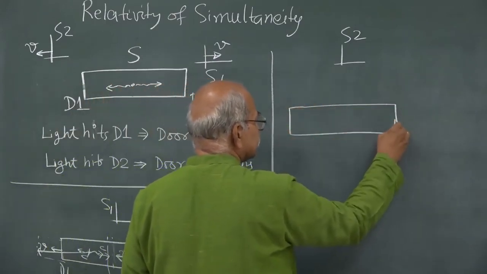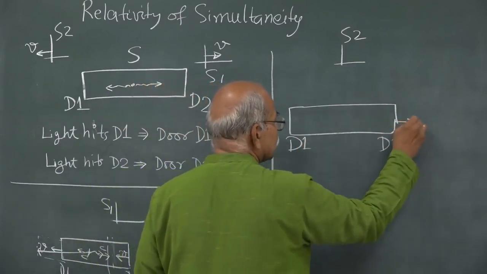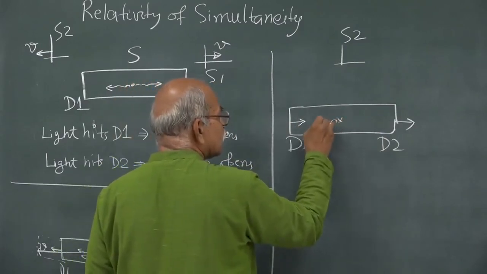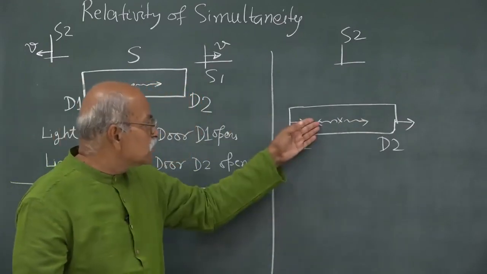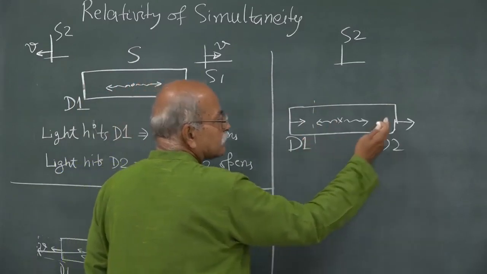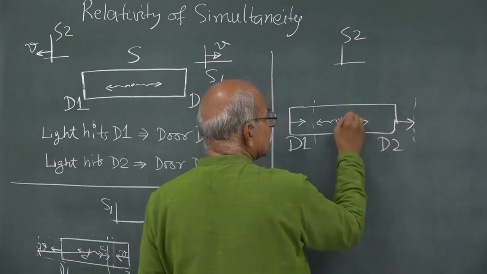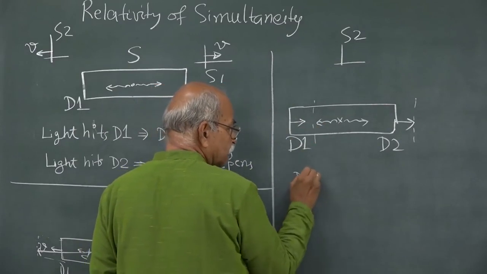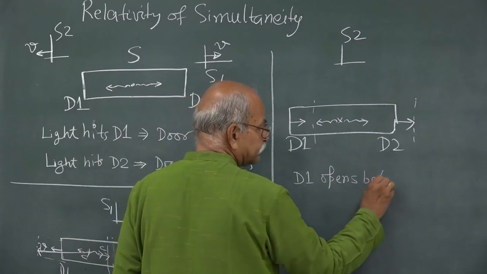You have D1 here, D2 here, this is going towards right, this is going towards right. From the middle, the light pulses are emitted, and since it is going towards the light pulse, the meeting point will be somewhere here, shorter distance, and this is going in the same direction as this light pulse, meeting will be somewhere here, so longer distance. So, this door D1 will open before D2.